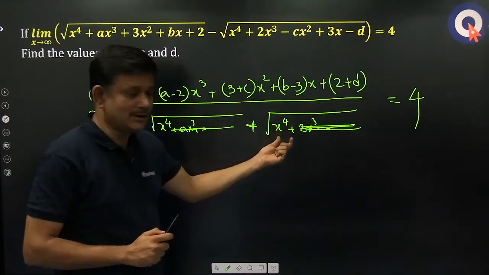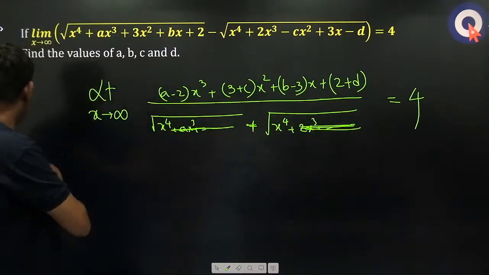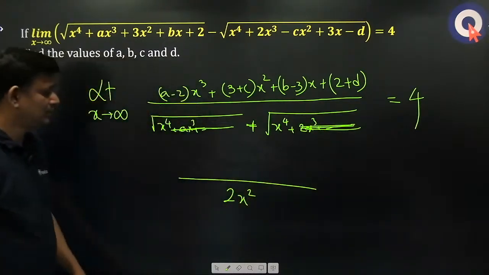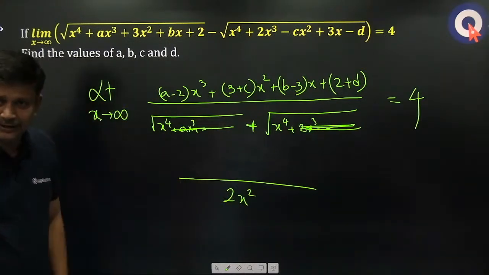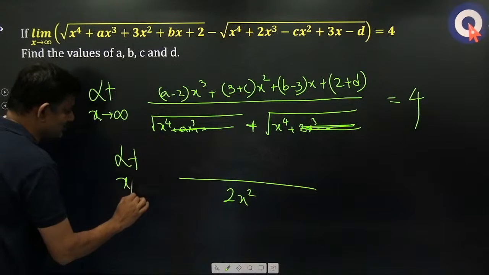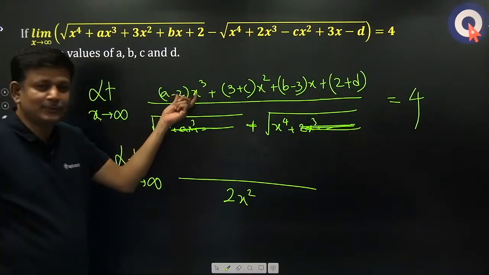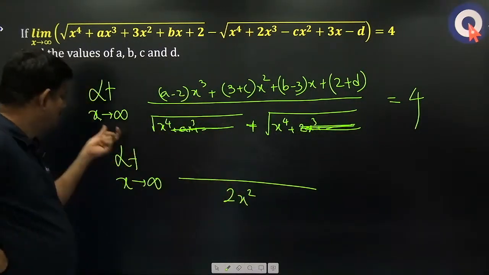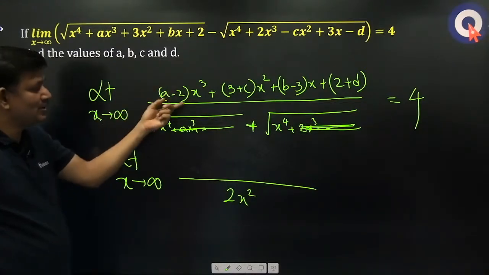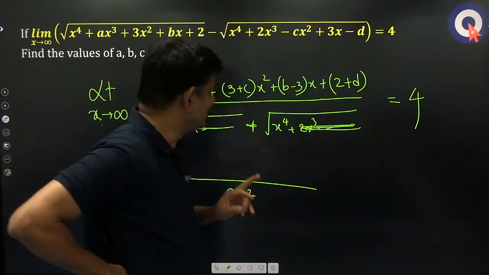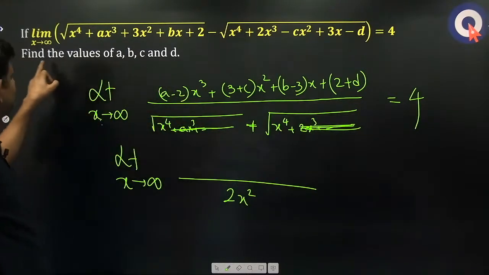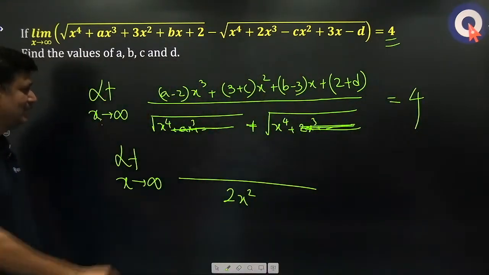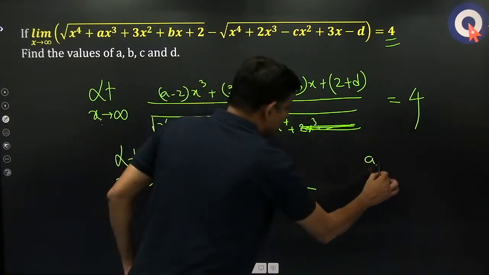ये कितना हो गया? x square. ये कितना हो गया? x square. So denominator what is it? 2x square. X is tending to infinity. Denominator is 2x square. Now can there be x cube term in the numerator? X cube numerator में है तो x cube by x square कितना हो जाएगा? x is tending to infinity. So answer depending on a minus 2 will be either plus infinity or minus infinity. So there should be no x cube term. If you want the answer to be finite, answer is given to be 4. Answer is given to be 4. It's a finite number. So x cube term should vanish. That means a should be equal to 2.